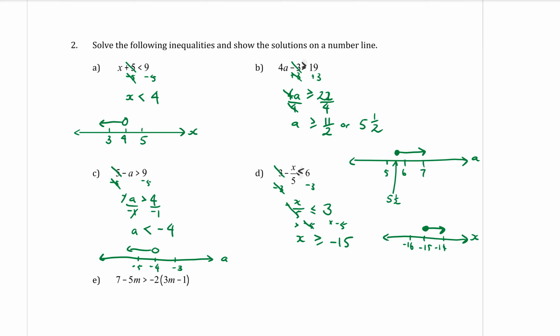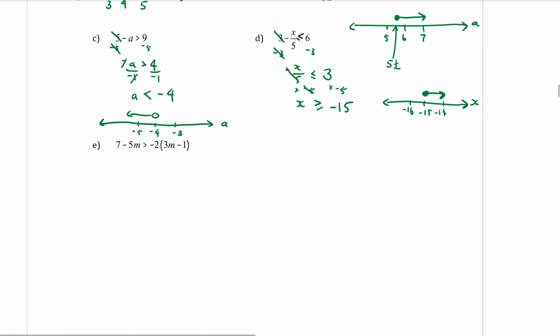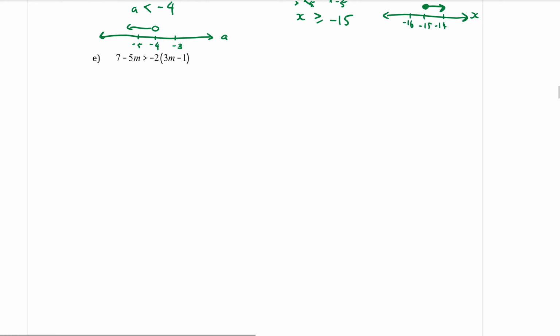And one more, E, which is slightly getting harder equations each time. We are going to expand out the brackets first. So expanding brackets, I'm going to leave the left-hand side. 7 take away 5m is greater than -2 times 3 is -6m. -2 times -1 is a +2.